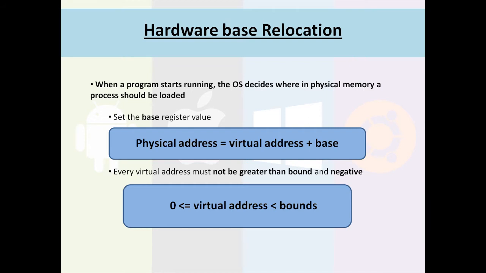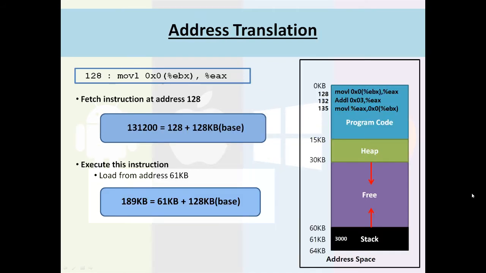Now there are some rules for addresses. Every virtual address must not be greater than the bound, and it can't be negative. So we have this little relation here: it must be greater than or equal to 0, and it must be less than the bounds. If it fails on one of these conditions, then it must return an error, because in that case we're accessing memory that does not belong to us. Okay, so let's actually do an address translation. Let's convert a virtual address to a physical one.